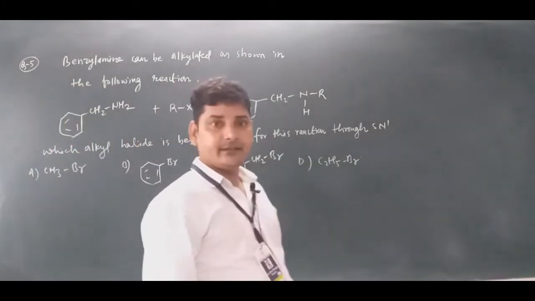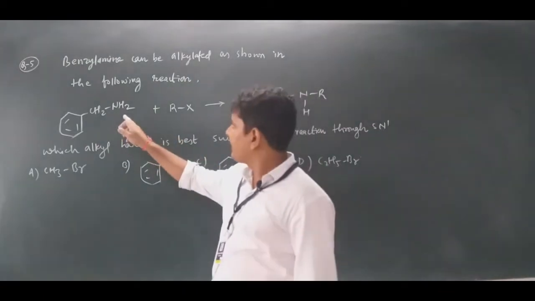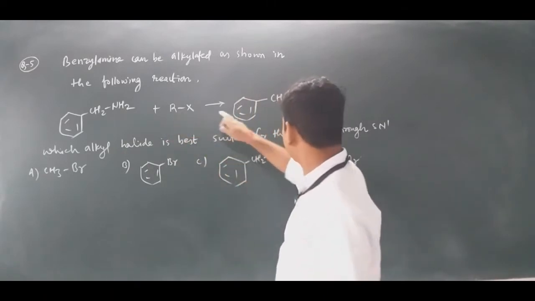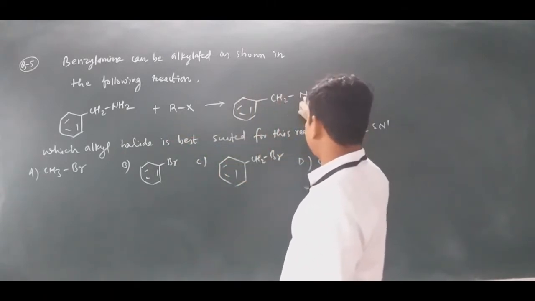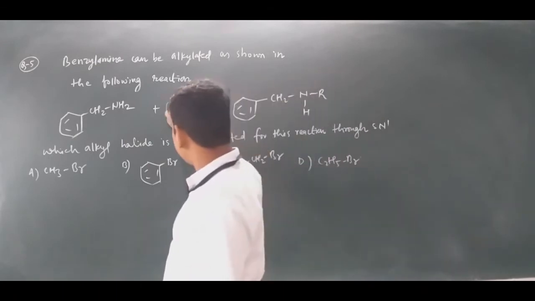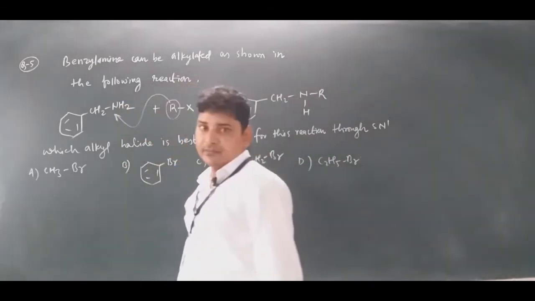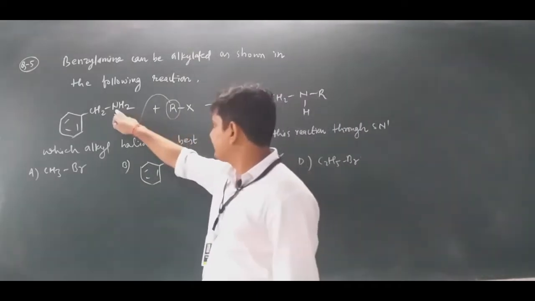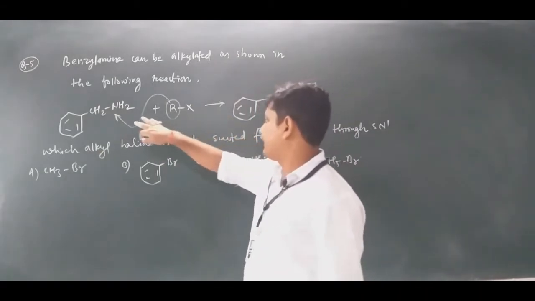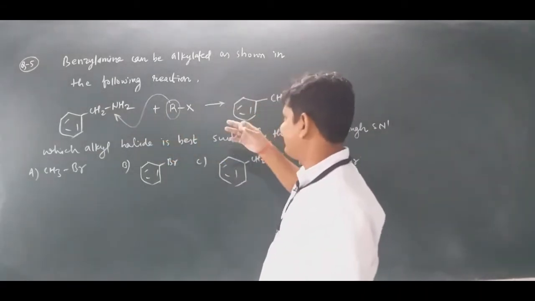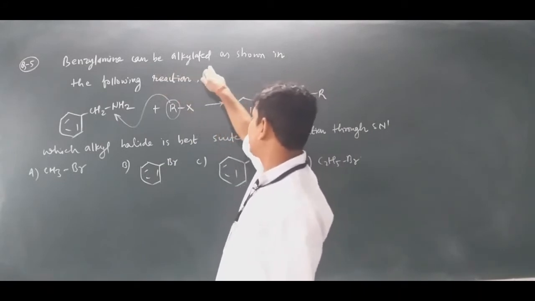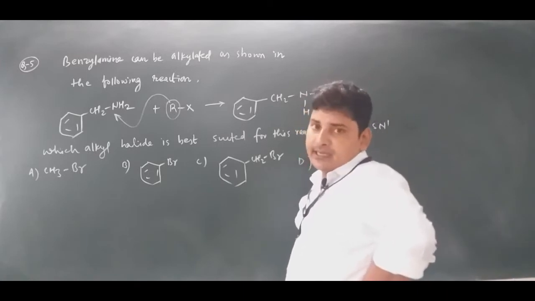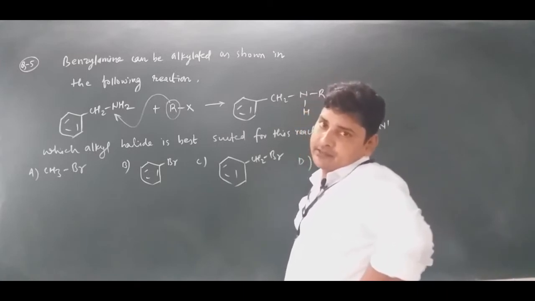Means here when benzylamine is treated with alkyl halide, then this R group is linked to this nitrogen atom. What is happening here is that this R is going to this end. The overall observation is the alkyl group is shifted to this N. Therefore, we can say that benzylamine has been alkylated. And the question is that which of the following alkyl halides is best suited through the SN1 mechanism?